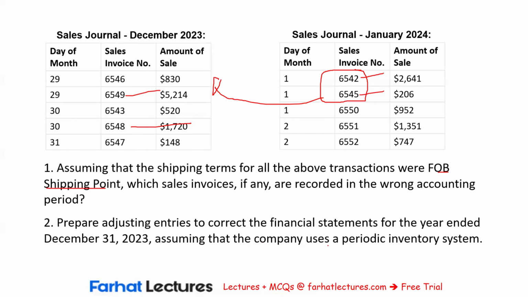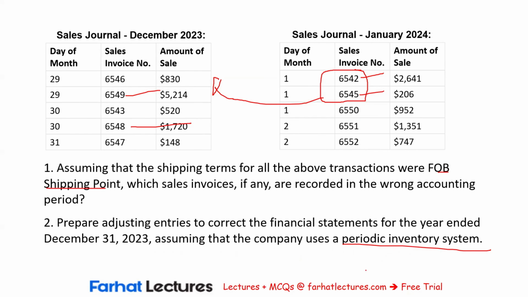Prepare adjusting entries to correct the financial statements for the year ended December 31st, 2023, assuming that the company uses a periodic inventory system. With a periodic inventory system, identifying misstatements is more difficult than with the perpetual inventory system, because with the perpetual inventory system, we can know the balance of the inventory at each date. And we can compare the physical inventory count with the book inventory balance, and any differences would be investigated.